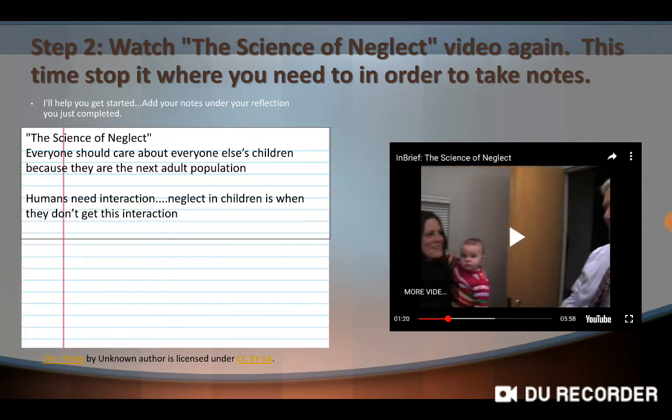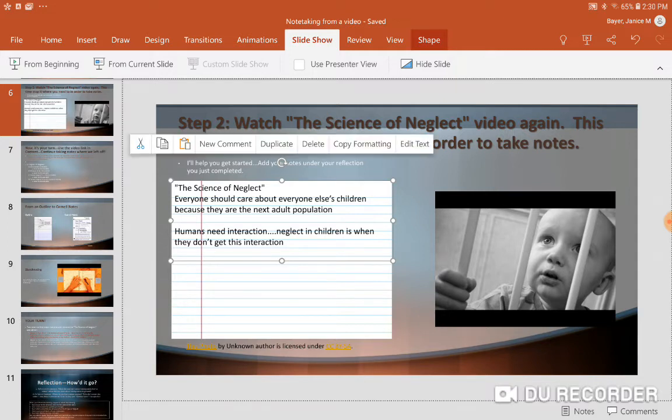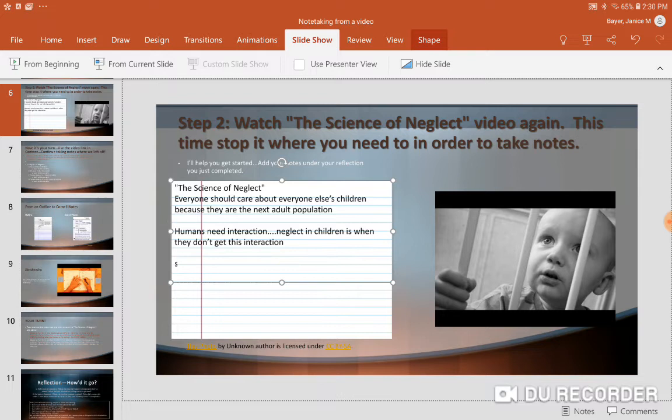Okay, that's important. We should write that down. So let's go back into our notes, and let's add that in. So that's the idea of serve and return, right? And how it shapes a child's brain, right?